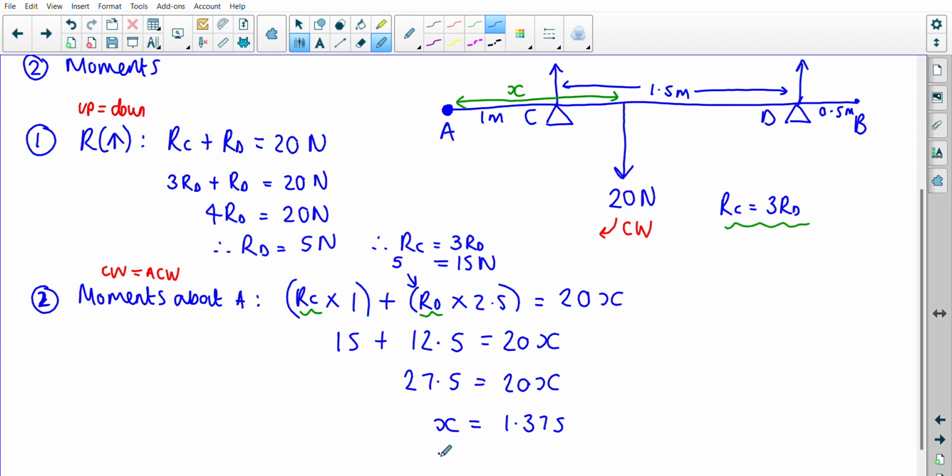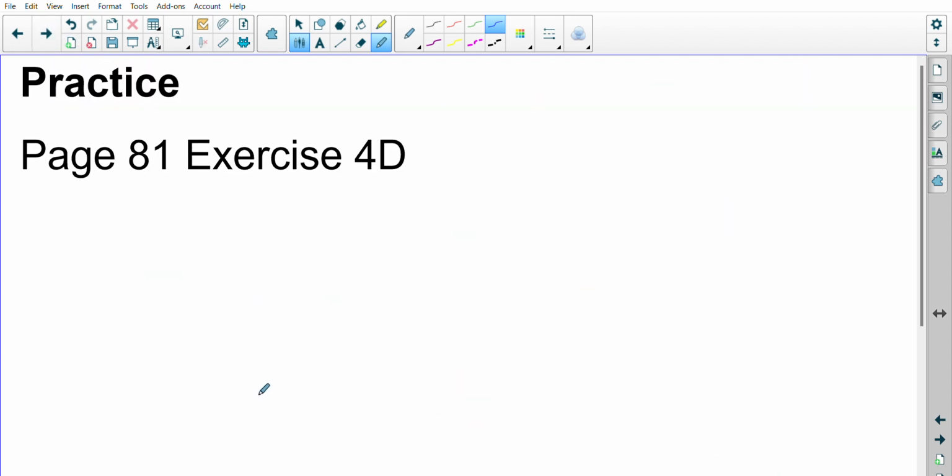And that means then the distance of the centre of mass from A equals 1.38 metres rounded to 3 significant figures. That is it for the centre of mass. As you can see, hopefully, very similar concepts to the equilibrium part.